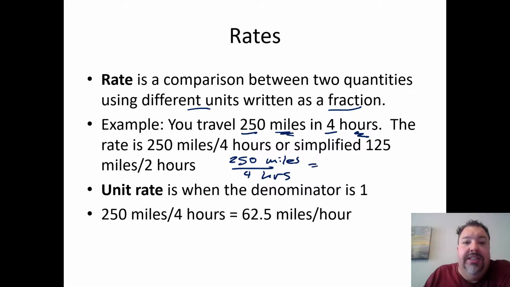Most of the time, we want to get down to a simplified rate. In this case, it would be 125 over 2. But a lot of times, we want the unit rate. If we divide this out completely, we would have 62.5, with miles on top and hours on the bottom. So we usually just say this is miles per hour, mph. And this is called our unit rate.